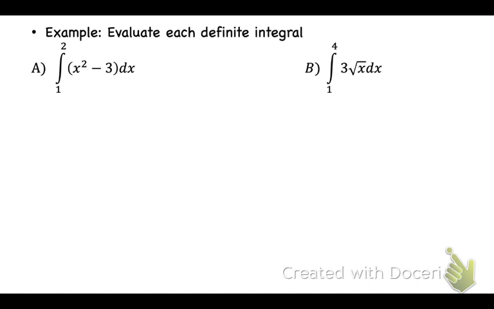Okay, evaluate each of the definite integrals. The integral from 1 to 2 of x squared minus 3 dx. So the first thing I need to do is what? Find the antiderivative. So you find it, I'll find it. We better get the same thing. How do you find that?